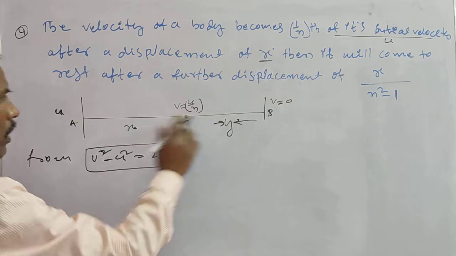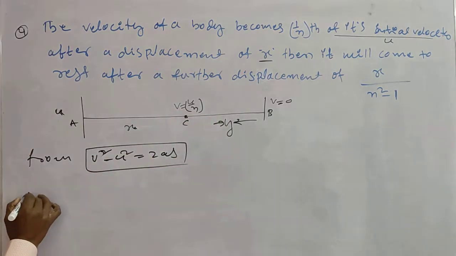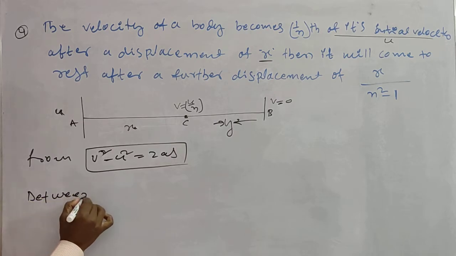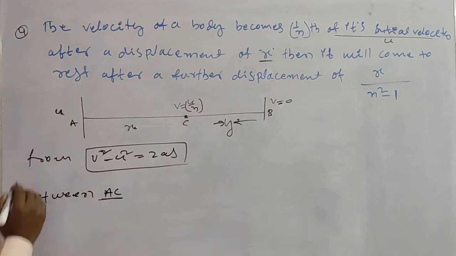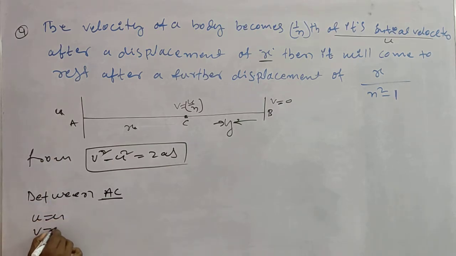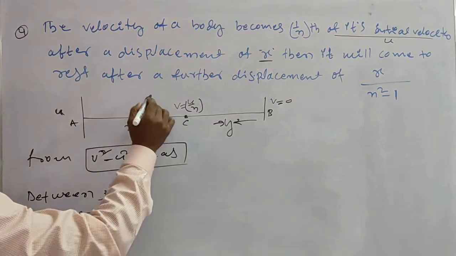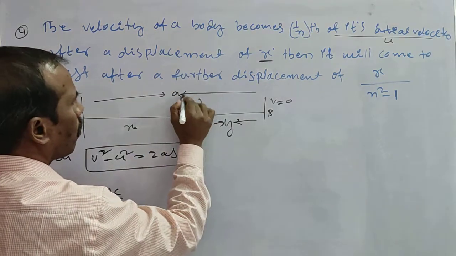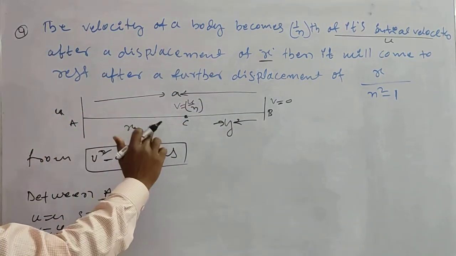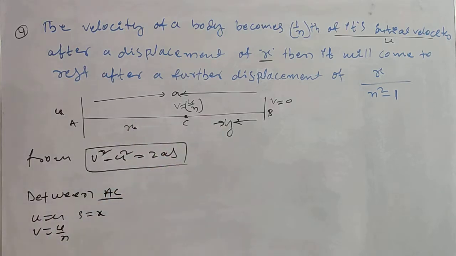So first, in between A and C, the initial velocity is u, the final velocity is u by n, and the displacement is s equal to x. The particle is moving with uniform acceleration, so a is constant for both A to C and C to B. Here a is just a.